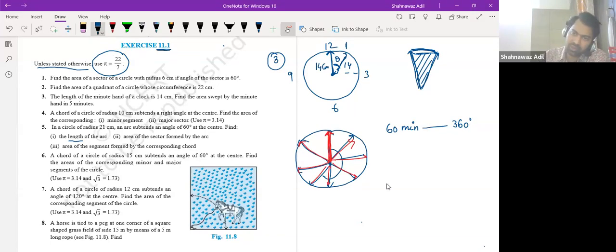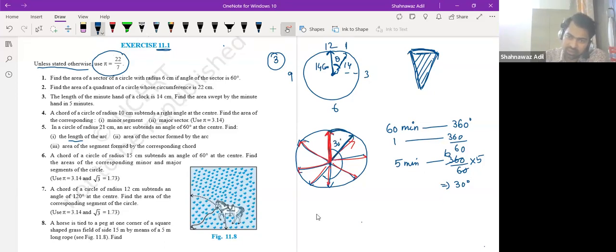360. So which means that in 1 minute it will complete this much angle, and we have to find out five. So this would be 360 by 60 into 5. This is 6, so this is 30 here. So now we have got this angle, right? Then we can calculate the area of the sector.